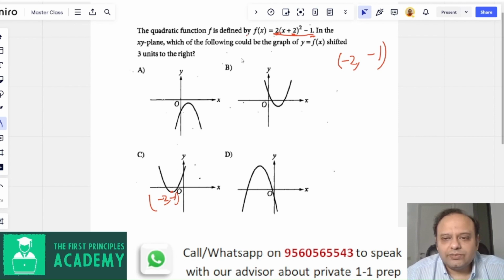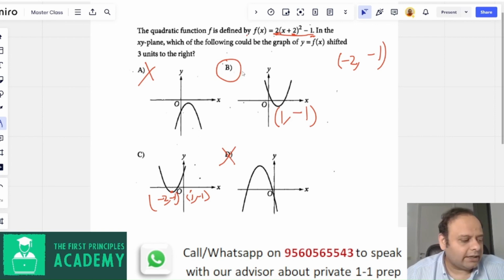Now it says we are going to shift it 3 units to the right. What does that mean? I basically need to shift this 3 units to the right. If you shift it 3 units to the right, this vertex will go from minus 2 to 1, right? So my vertex will actually become 1 comma minus 1, right? We had already excluded these two answers. So this is the only one that's a possible answer, because the shifted graph has a vertex at 1 comma minus 1. So B is the correct answer.